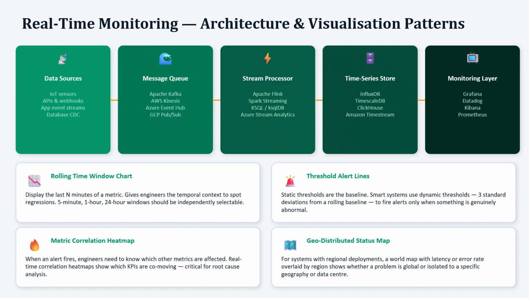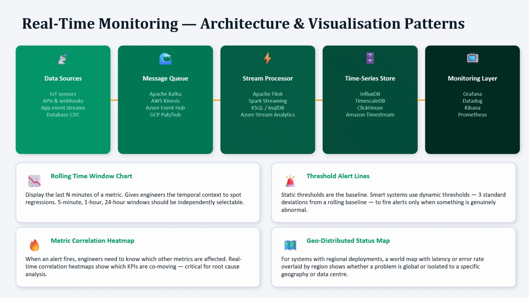Next is the time series store, which is a specialized database optimized for timestamp-indexed data. InfluxDB compresses time series data 10x better than standard relational databases. ClickHouse can query billions of rows in milliseconds. Then the monitoring layer, the visualization and alerting front end. Grafana is the open source default, and Datadog is the enterprise standard.